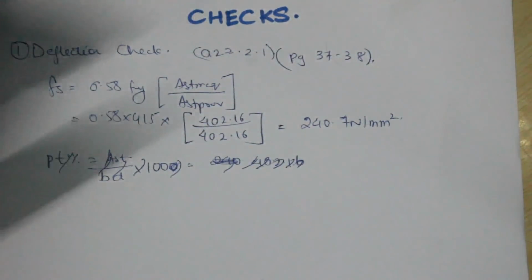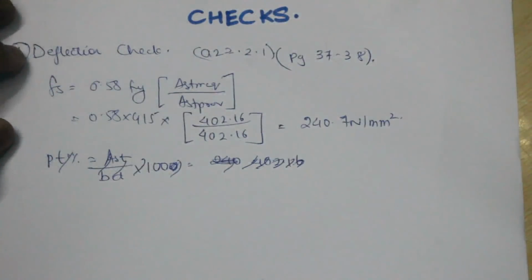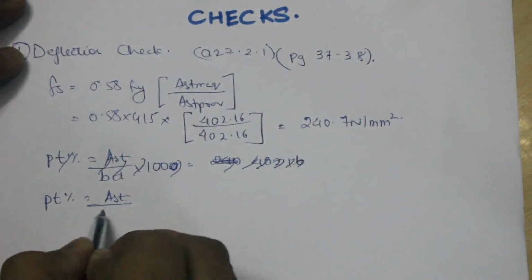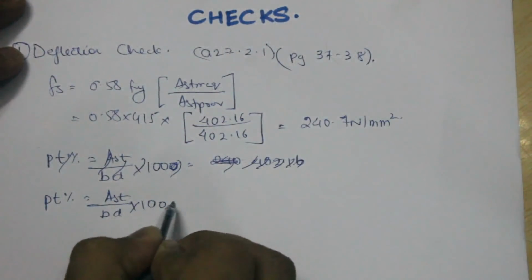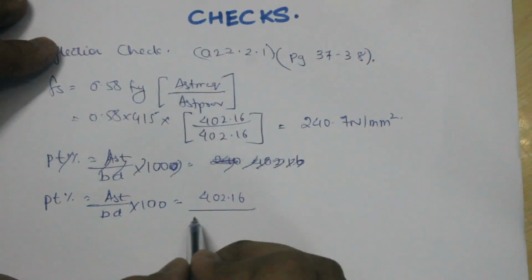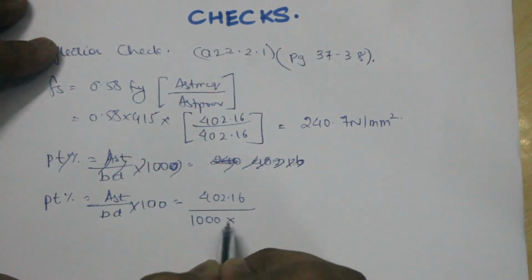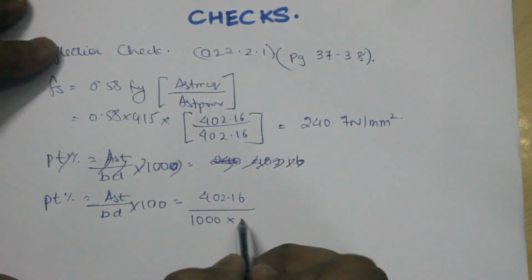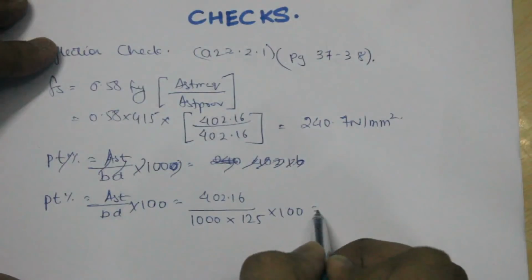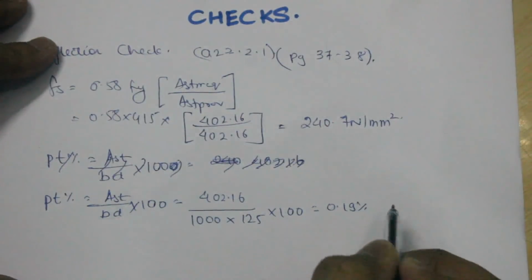After calculating this, we have to find out the percentage of steel in the slab, which is given as Pt% equals AST upon B into D multiplied by 100. Our AST value was 402.16, B is 1000 again for meter width, and 125 is the effective depth, multiplied by 100. If we solve this, we get 0.19%.